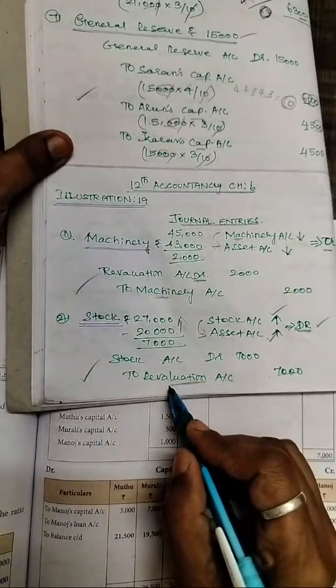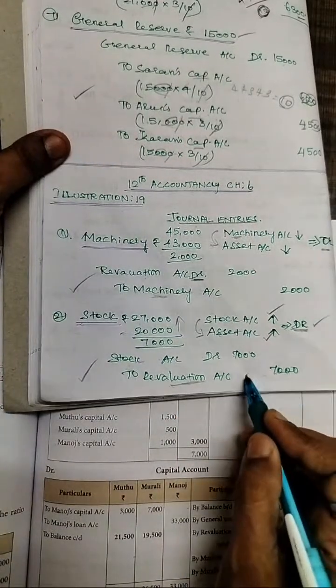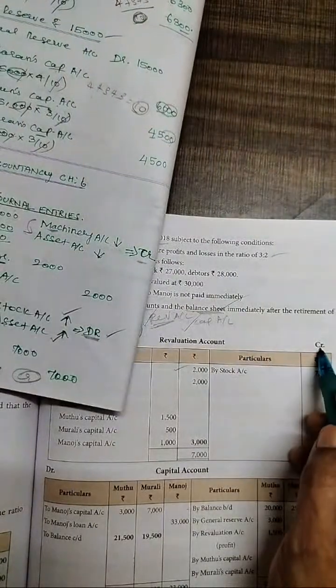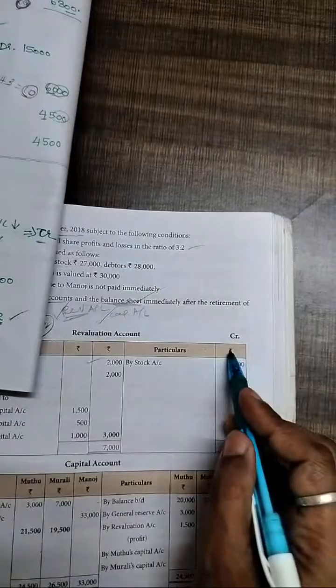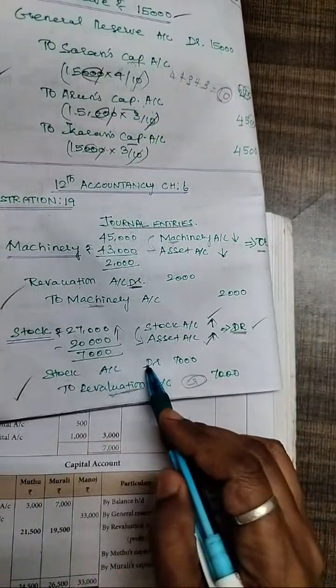Where does the revaluation account appear? On which side? Credit side. Okay, so what we have to do? You go to the credit side of the revaluation account, and you enter the opposite account. Which is the opposite account? Stock account is the opposite account.